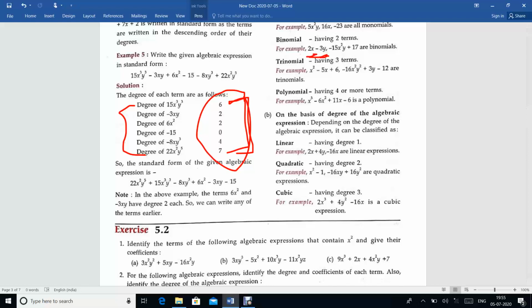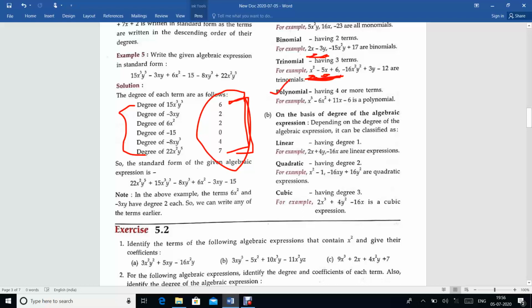The next is trinomial. Tri means three. It means if an algebraic expression contains three terms, then it is trinomial. For example, you have x square minus 5x plus 6. Here you can see that it is containing three terms. First is x square, second is 5x, third is 6. 1, 2 and 3. This algebraic expression is containing three terms, so it is a trinomial algebraic expression.